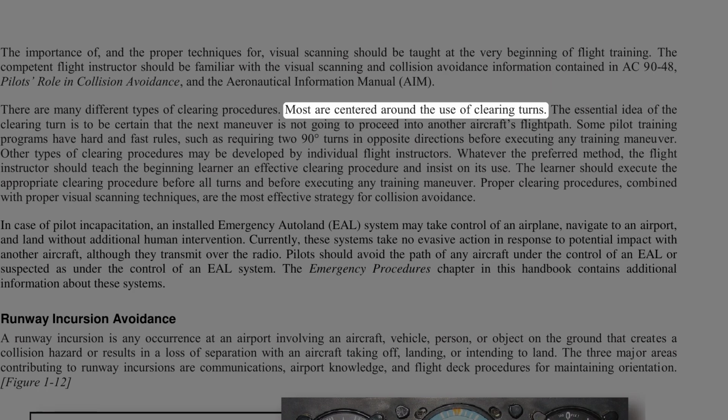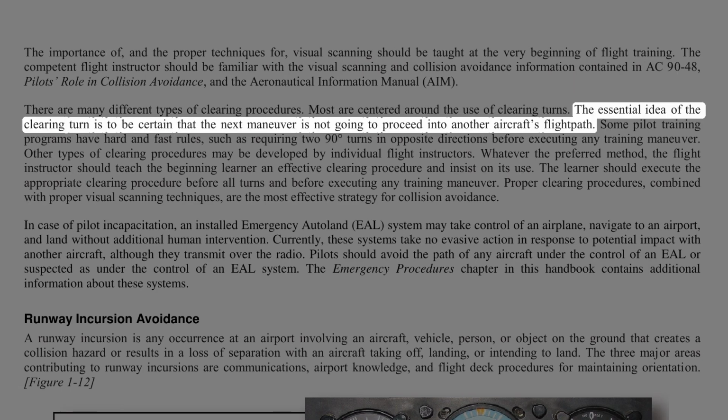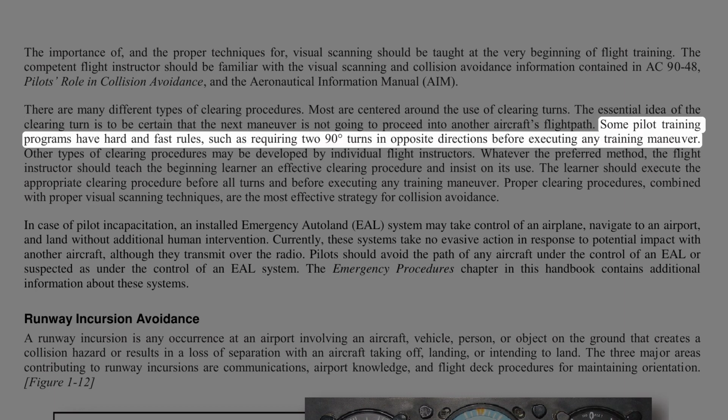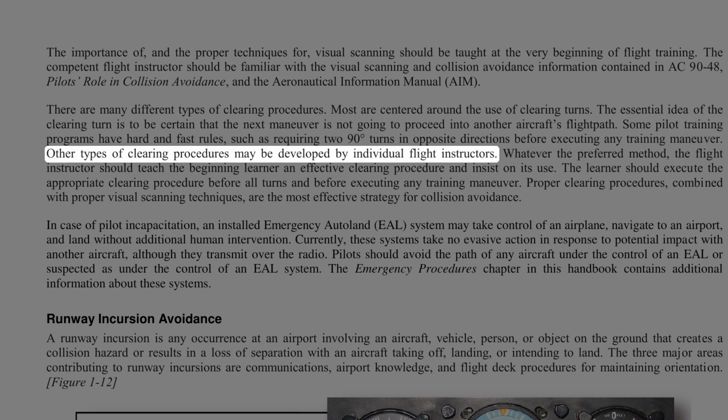Most are centered around the use of clearing turns. The essential idea of the clearing turn is to be certain that the next maneuver is not going to proceed into another aircraft's flight path. Some pilot training programs have hard and fast rules, such as requiring 90-degree turns in opposite directions before executing any training maneuver. Other types of clearing procedures may be developed by individual flight instructors.